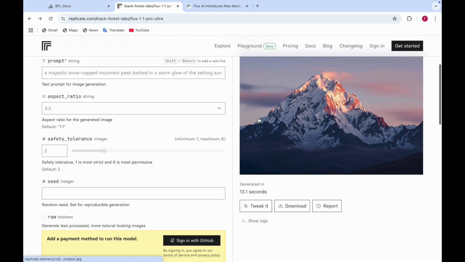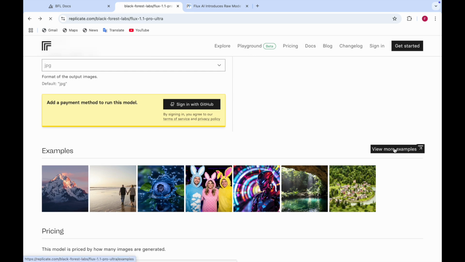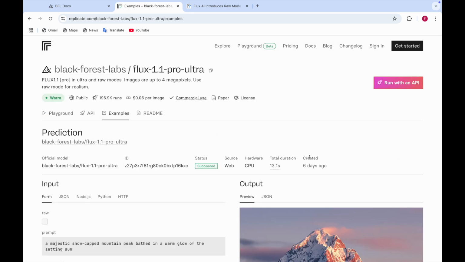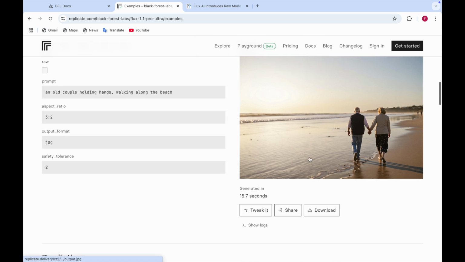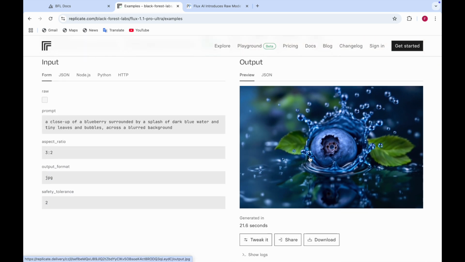There's the example of the mountain, which I already told you about. And there are some more examples. Let me click on this. And here it looks like an old couple walking along the beach. And there's water, of course, you see the waves. And here it looks like a close-up of a blueberry, which is surrounded by a splash of dark blue water and tiny leaves and bubbles across a blurred background.